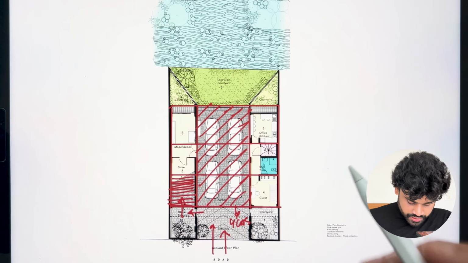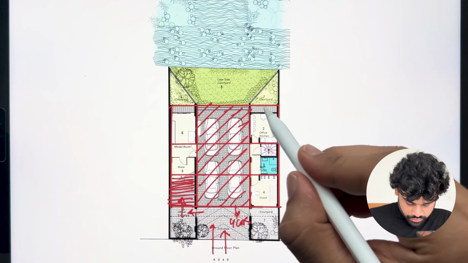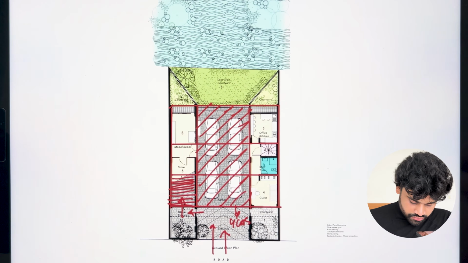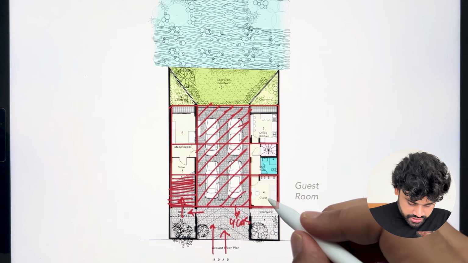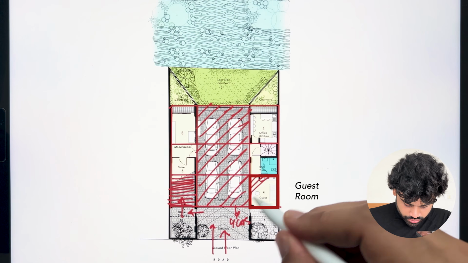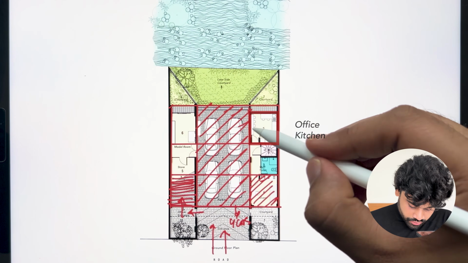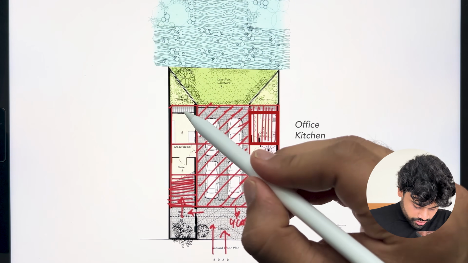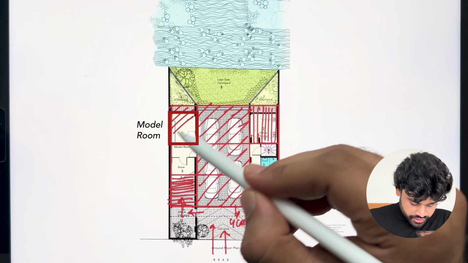So this is the ground floor plan, and the right side of the house is more dedicated to residential function spaces, which contains a guest room at this corner. So at the top right corner there is an office kitchen, and on the top left corner there is a model room and the printer room.